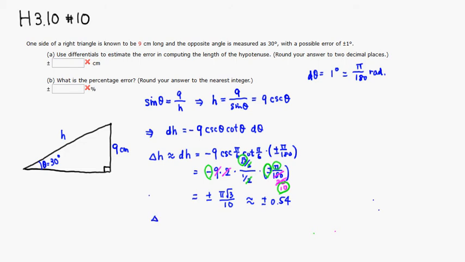If you want to find the percentage error, we need to compute dH over H. We already have dH, so we have plus or minus pi square root of 3 over 10, and divide by H. H is 9 times cosecant of pi over 6. Again, this is just 9 times 2, so it's, um, 9 times 1/2, so it's 9 over 2. So divide by 9 over 2.